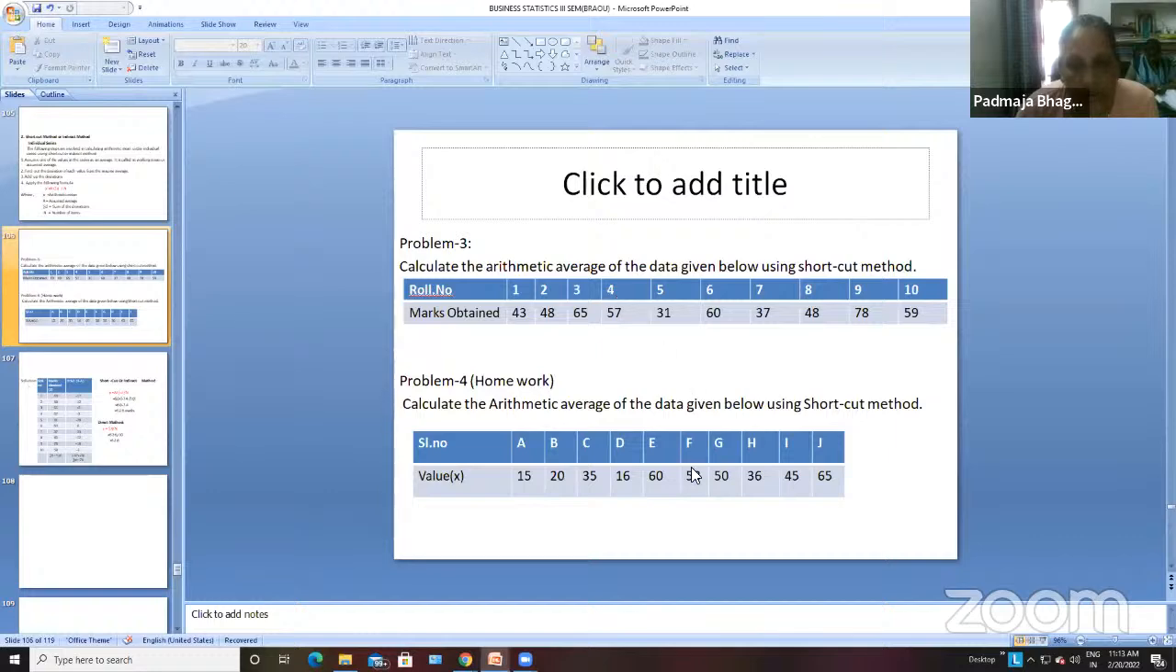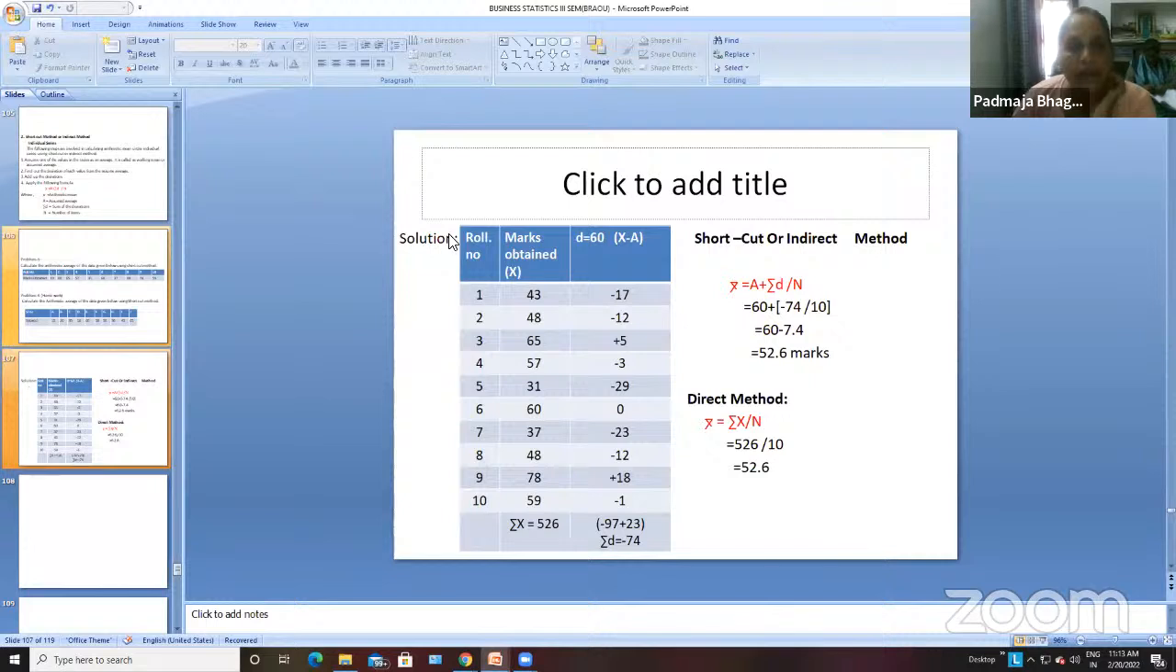This question, the solution I have written here. Calculate the arithmetic mean, arithmetic average of the data given below using the shortcut method. Here I gave the homework. Here, roll numbers 1, 2, 3, these are all individual, and these are the marks obtained by the students. That is, roll number 1 obtained 43. Like each roll number, they got it.